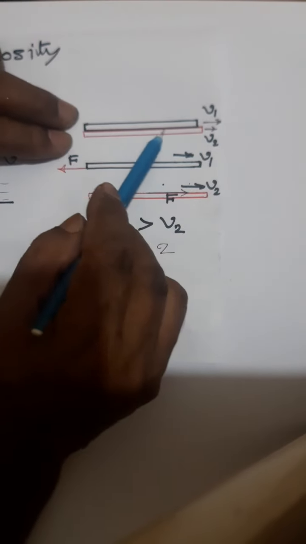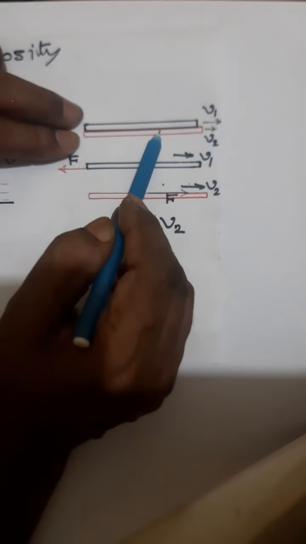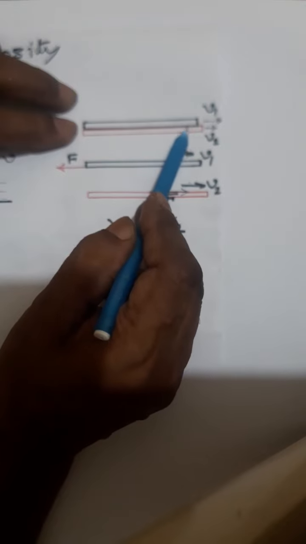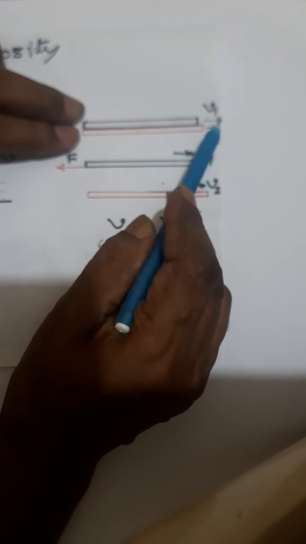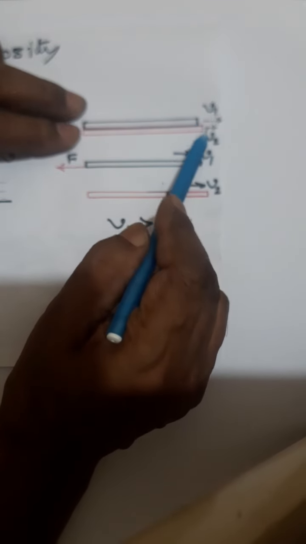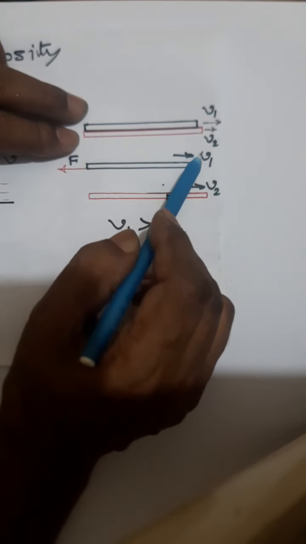Here two liquid layers are shown in figure 2. Two layers are in contact with each other. One is moving with a velocity v1 and the other with a velocity v2, v1 greater than v2. Then there will be a relative motion between the two layers.